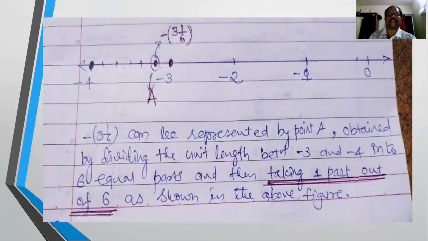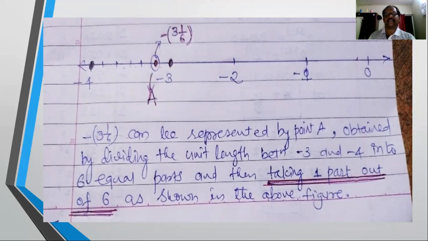Similarly, you can see this example: minus 3 1 by 6. How can minus 3 1 by 6 be represented on the number line? Since it is a negative number, it should definitely lie between minus 4 and minus 3. It is greater than minus 4 and less than minus 3.